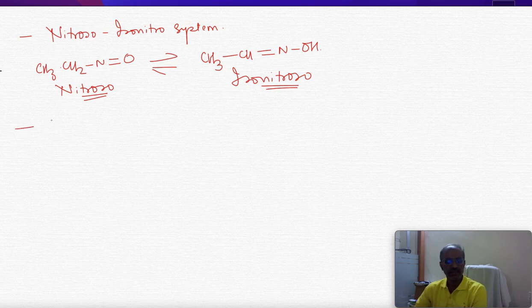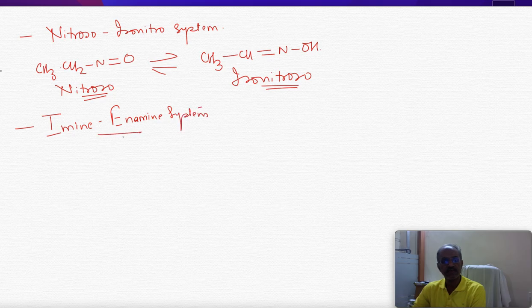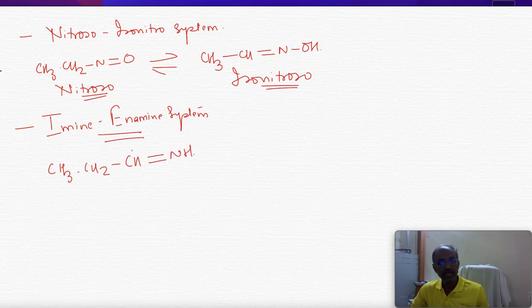Now the last system is the imine, enamine system. Now what do you mean by imine? Imine means, speaking of CH3, CH2, CH double bond NH. This system is known as the imine system. Always remember, C double bond N. CH and double bond N is known as the imine.